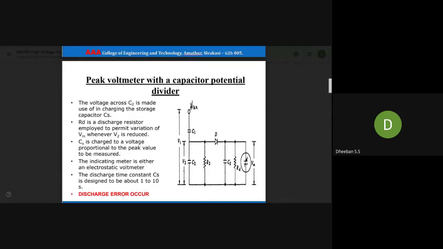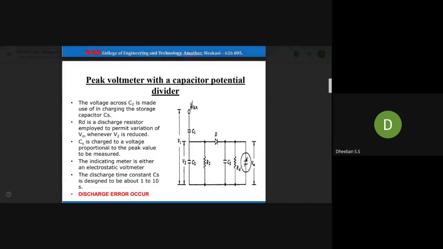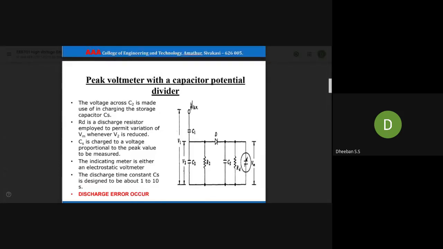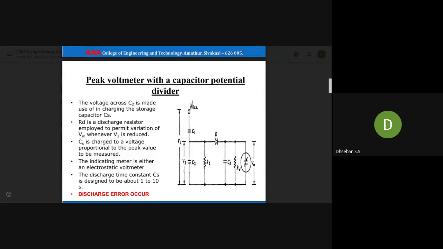So next is RD, the discharge resistor. As you know, this is the discharging area. This is a discharge resistor which is employed to permit variation of VM. In case of variation in VM, RD is what permits it.